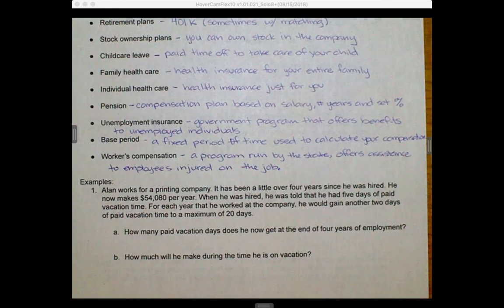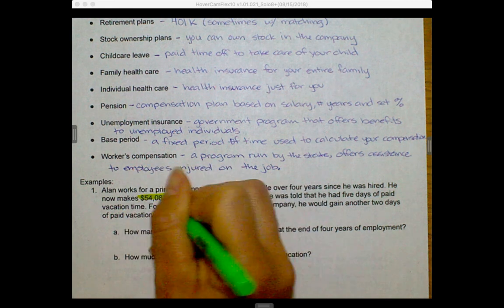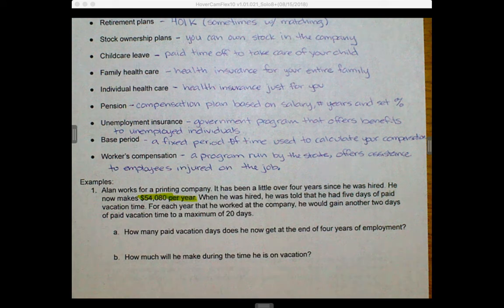The first example says Alan works for a printing company. It has been a little over 4 years since he was hired. He now makes $54,080 per year. I don't know why that sounds important. I'm going to highlight that. Okay, it's a salary.